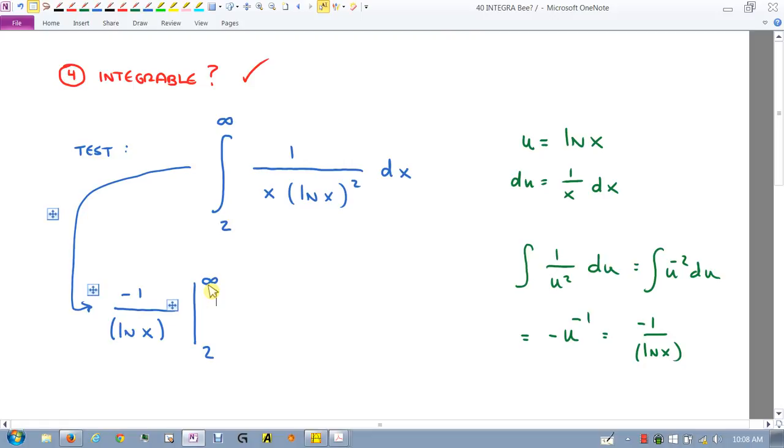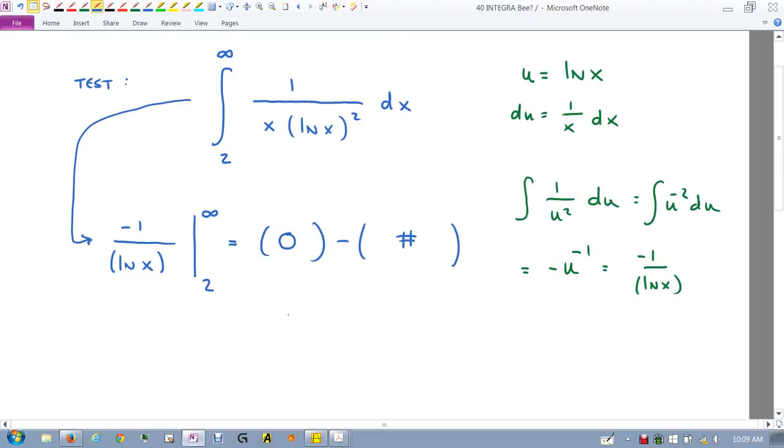What happens if I let this x go to infinity? Natural log of infinity is going to become infinite. Negative 1 over an infinite number is going to 0. So when we plug in infinity, we get 0. Then minus, now we plug in 2. Natural log of 2 is a number. Negative 1 over that is a number, right? Do I care what it is? Absolutely not, because all I care about is whether or not this integral converges or diverges. And from this, it's going to converge, isn't it?